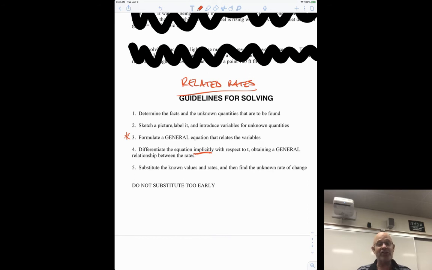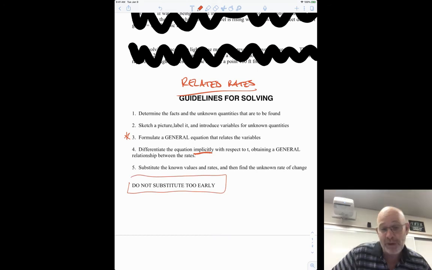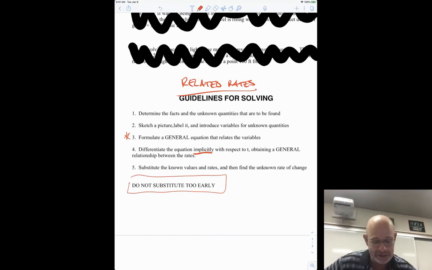Then you're going to get a general equation that relates all of the rates. And then you just substitute everything you have and solve for whichever unknown rate you're trying to find. It's pretty common that people want to substitute too early. You want to put in variables too early. I'll show you what that means as we go through.